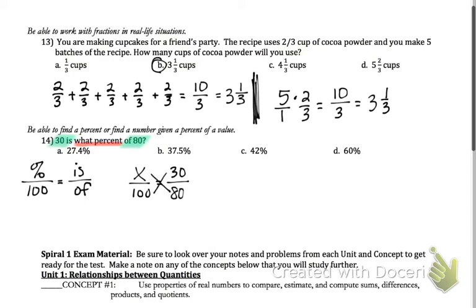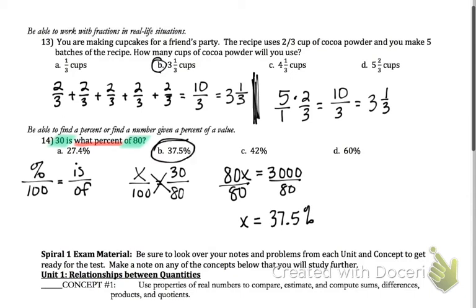We're going to cross multiply. We get 80x equals 3,000. Divide both sides by 80, and we get x equals 37.5%. So our answer here is B.